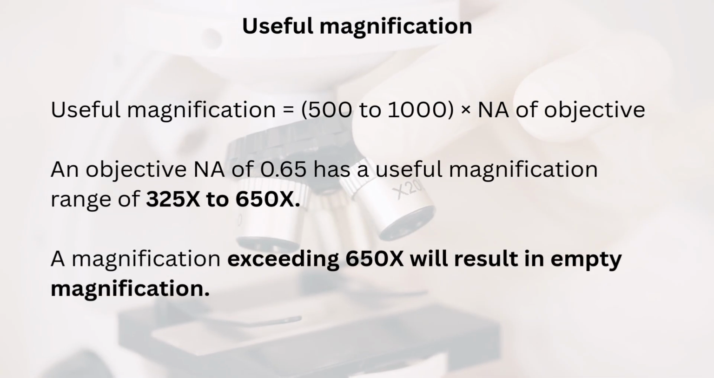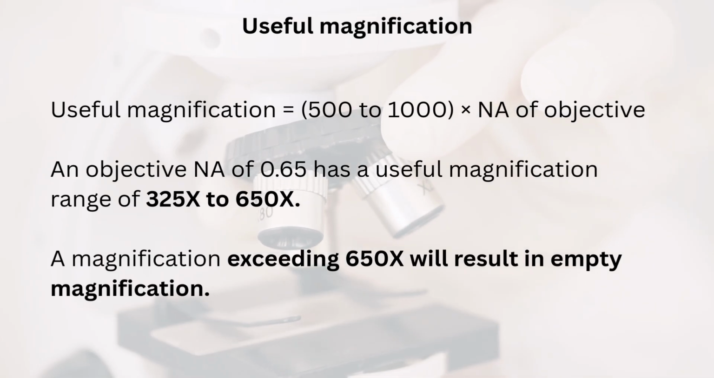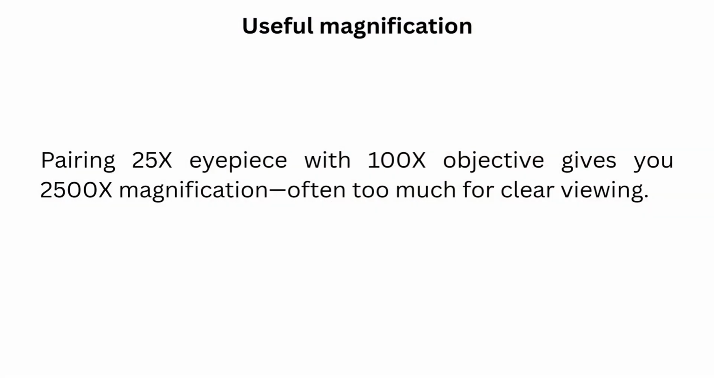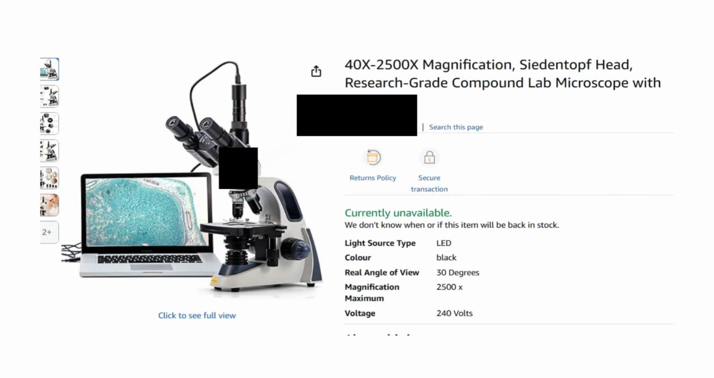So, with the NA of 0.65, the range is 325 times to 650 times. Beyond that, you are just enlarging blur. Keep in mind, most optical microscopes produce useful images only up to around 1000x magnification. So, take those 2500x claims on standard light microscopes with a pinch of salt.